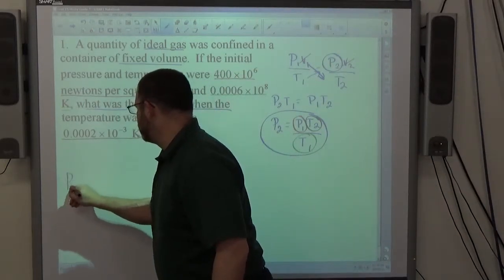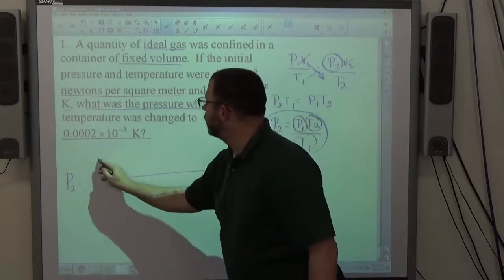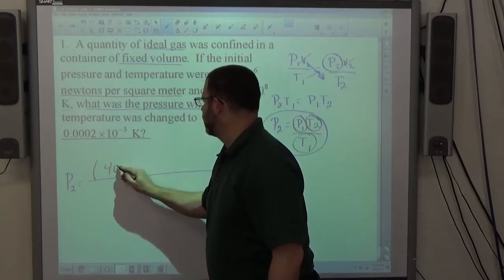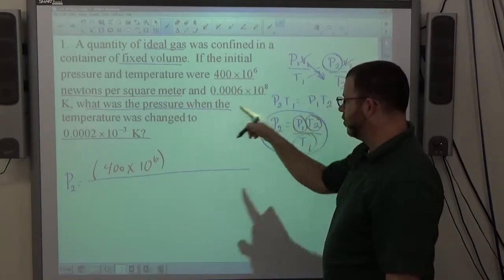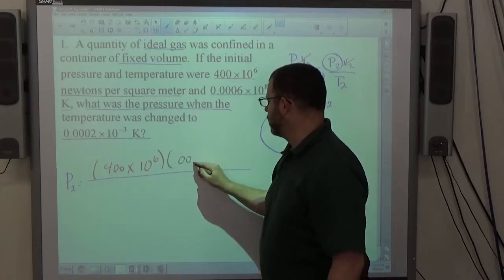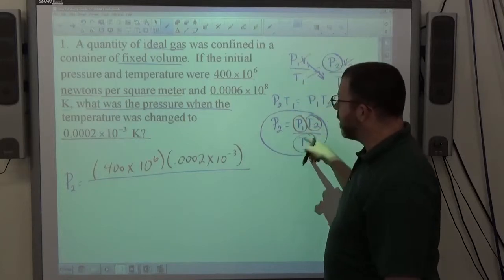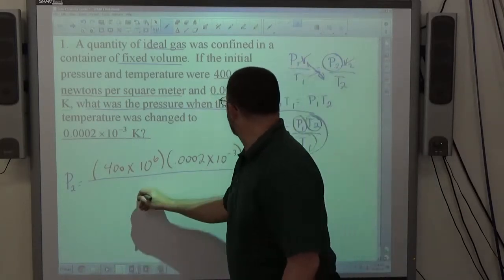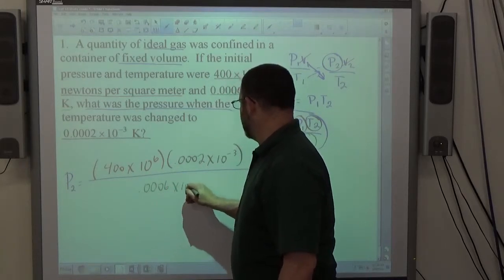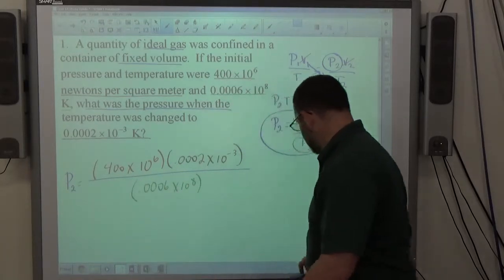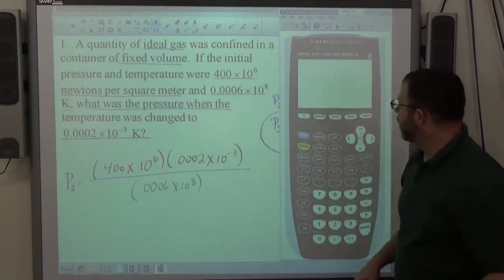So P sub 2 is simply going to equal some big fraction here. P sub 1, which is 400 times 10 to the 6th, times T sub 2, which is 0.0002 times 10 to the negative third, and divide that by T sub 1, which is 0.0006 times 10 to the 8th. So again, if I create a formula, my calculator can evaluate that answer for me.